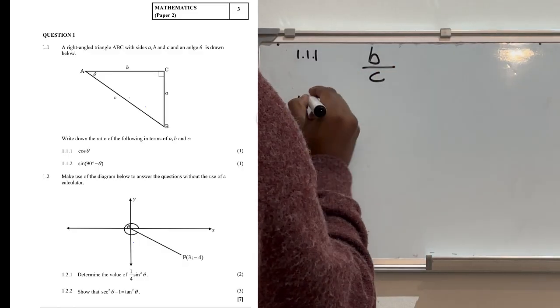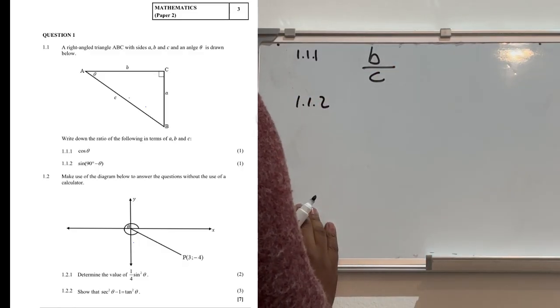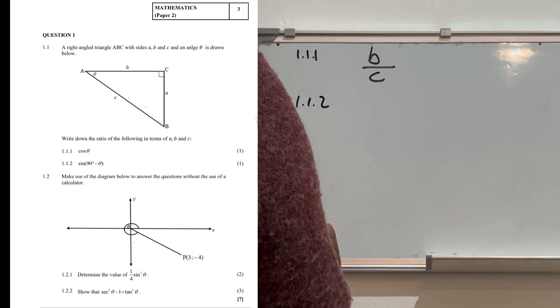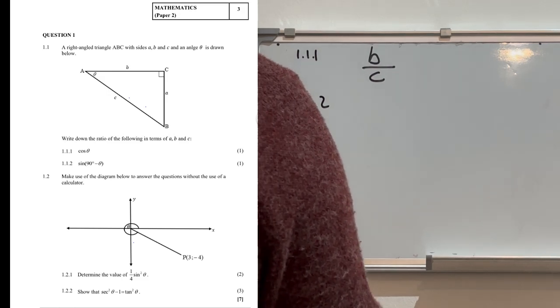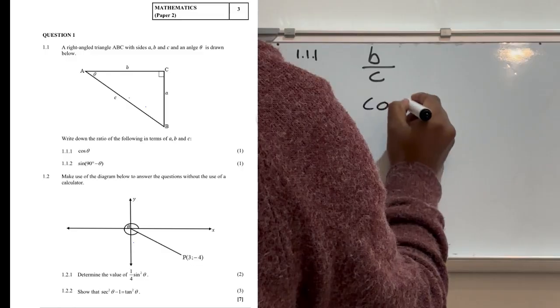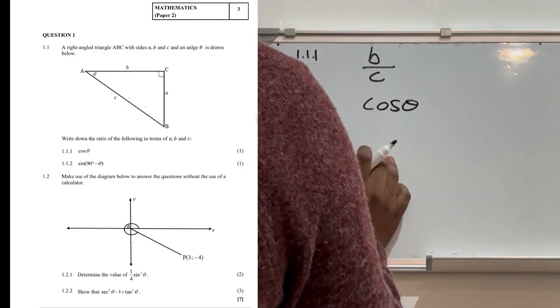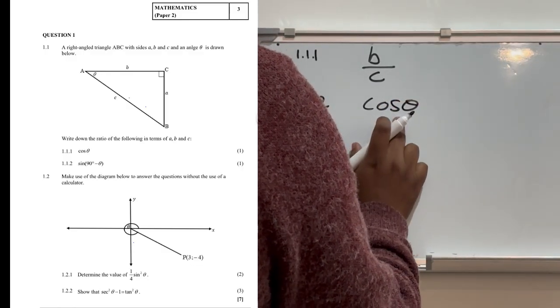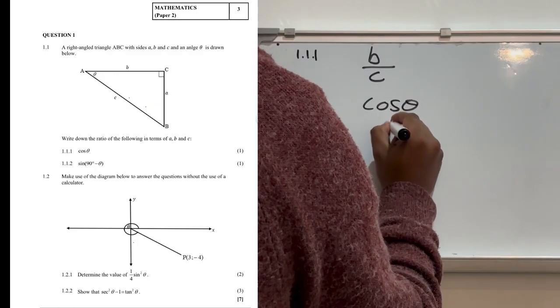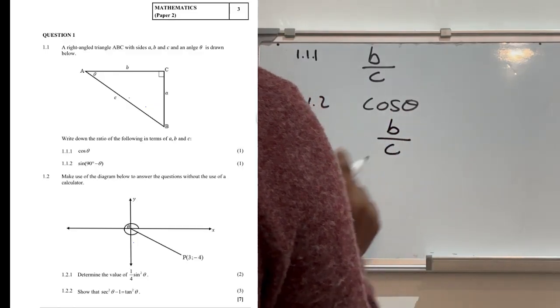And the answer is 1.1.2. So also, what is sin(90 minus theta)? So sin(90 minus theta) is basically just cos theta if you do co-functions, and then after that, that is again just B over C.